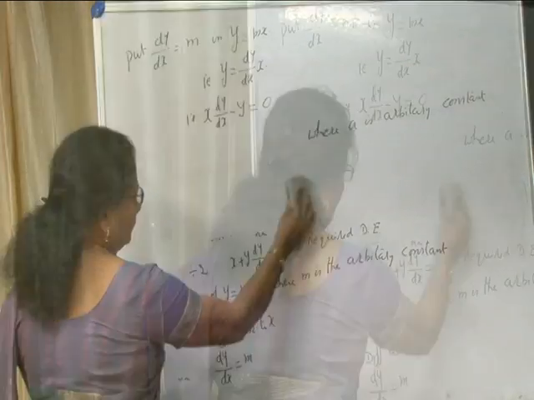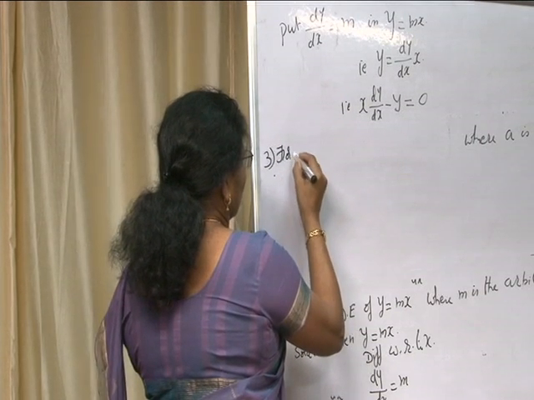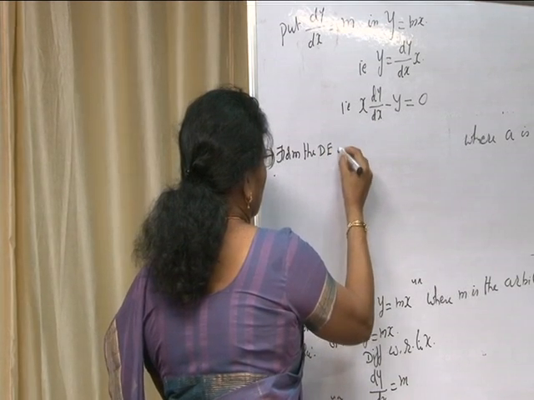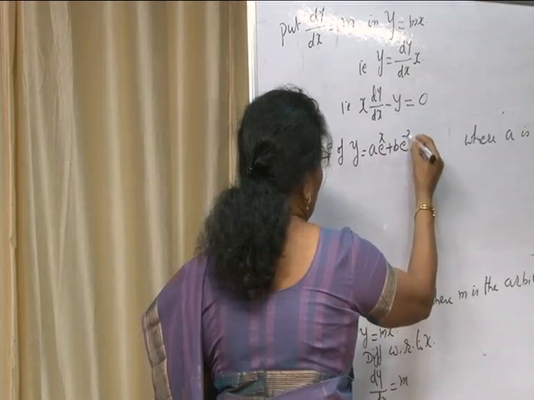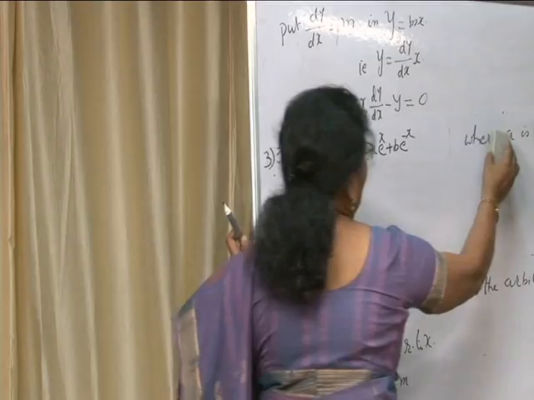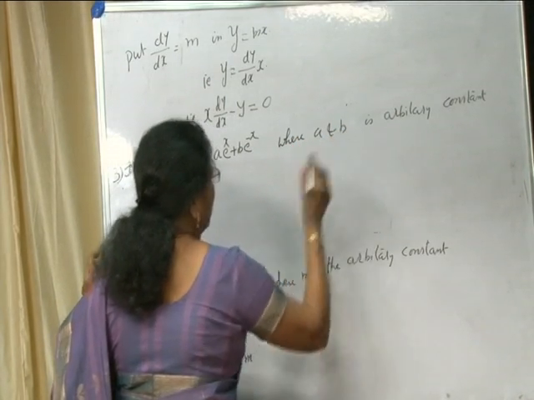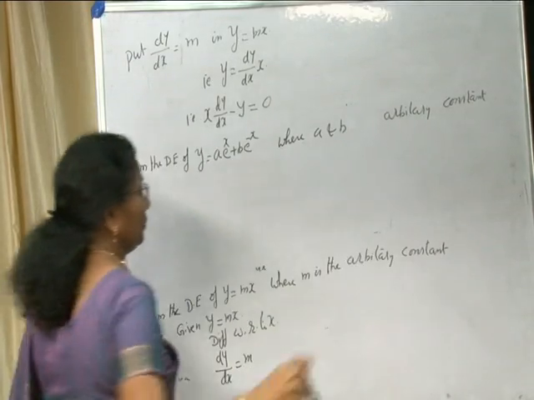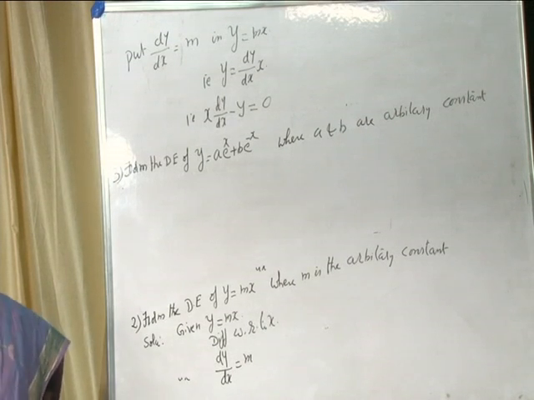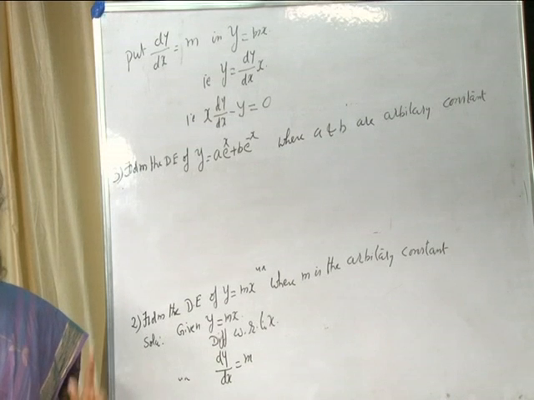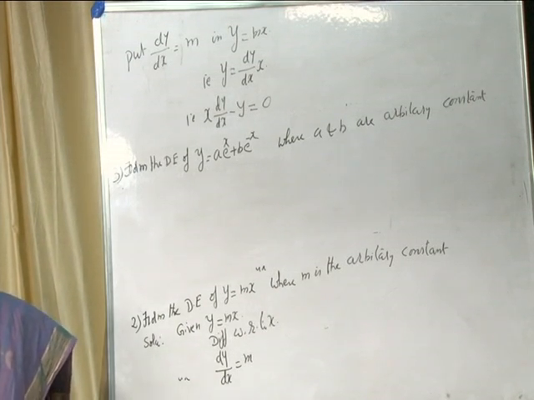Third one, form the differential equation: y is equal to a into e to the power of x plus b into e to the power of minus x, where a and b are arbitrary constants. In this equation, we have to eliminate the two arbitrary constants a and b. Generally, if one arbitrary constant is there, one time we are going to differentiate. If two arbitrary constants are there, twice we are going to differentiate. That means a second order derivative will be present in the given differential equation.